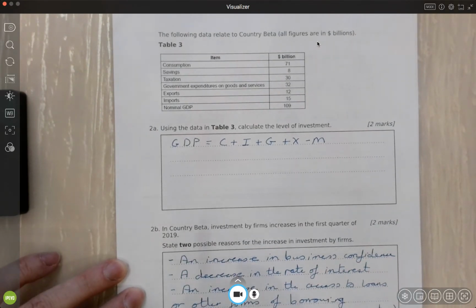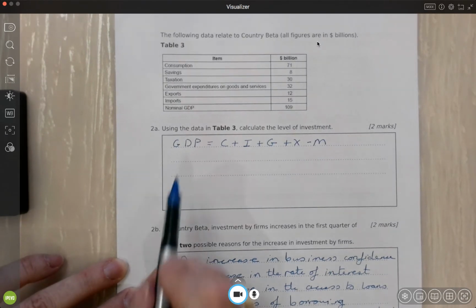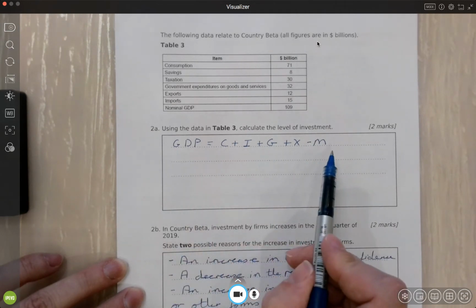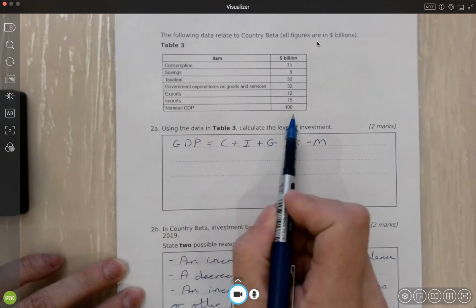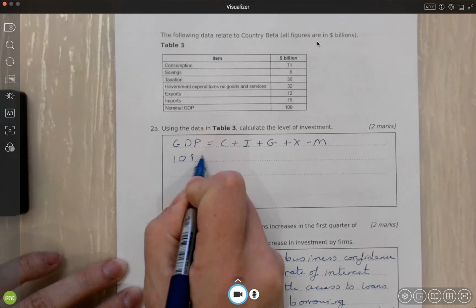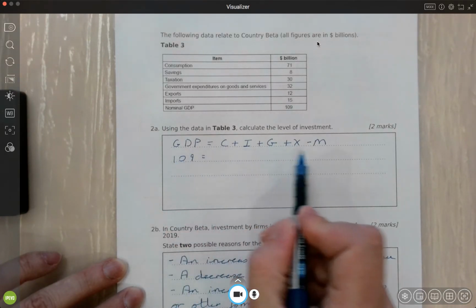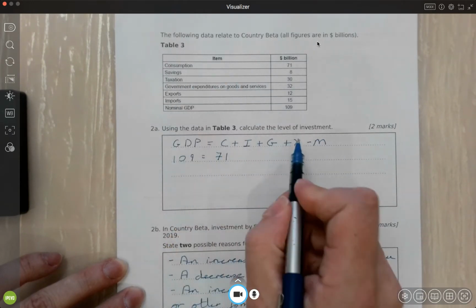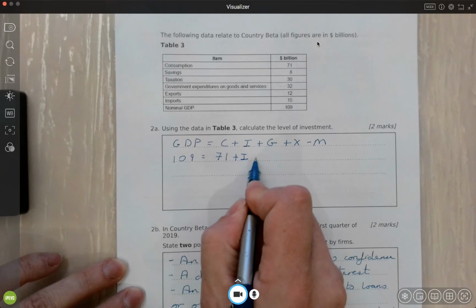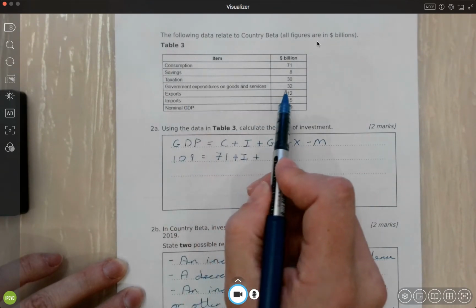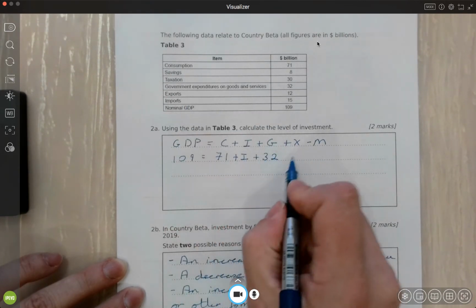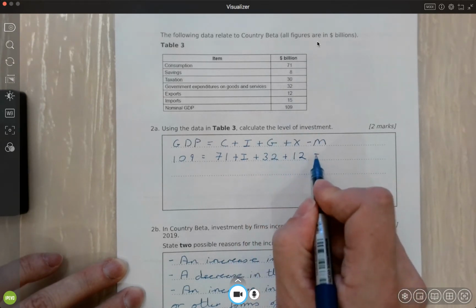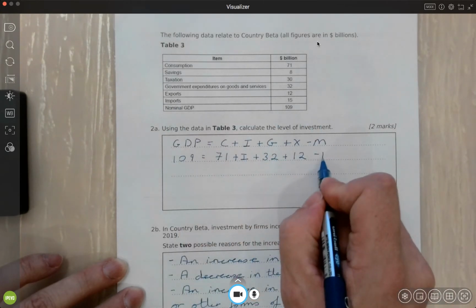Now, in this, it's slightly different. So it says, using the data in table 3, calculate the level of investment. Well, you need to know the expenditure approach. So we need to know nominal GDP. Well, nominal GDP is 109 because we know that GDP equals C plus I plus G plus X minus M. Let's see if we can find consumption. Consumption is 71. We're asked to find investment, so that's what we're going to do. Whereas government spending on goods and services is 32. Exports is 12, minus imports because they're a leakage, which is 15.